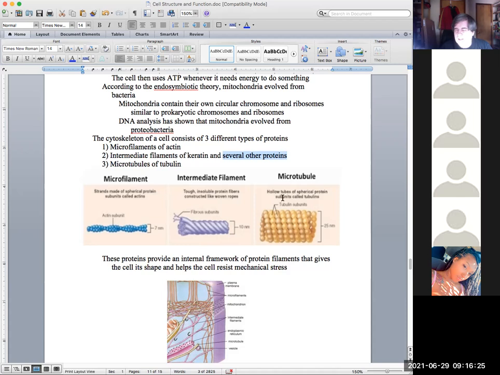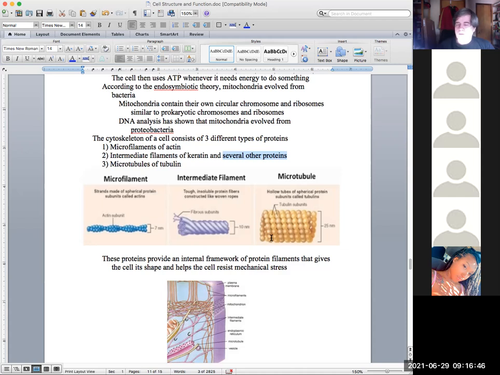Finally, there's a third possibility, which is microtubules. Now notice, microfilaments are the smallest, microtubules are the biggest, intermediate we said was in the middle. In terms of their size, intermediate filaments are kind of middle. They're not as big as microtubules, they're not as small as microfilaments.